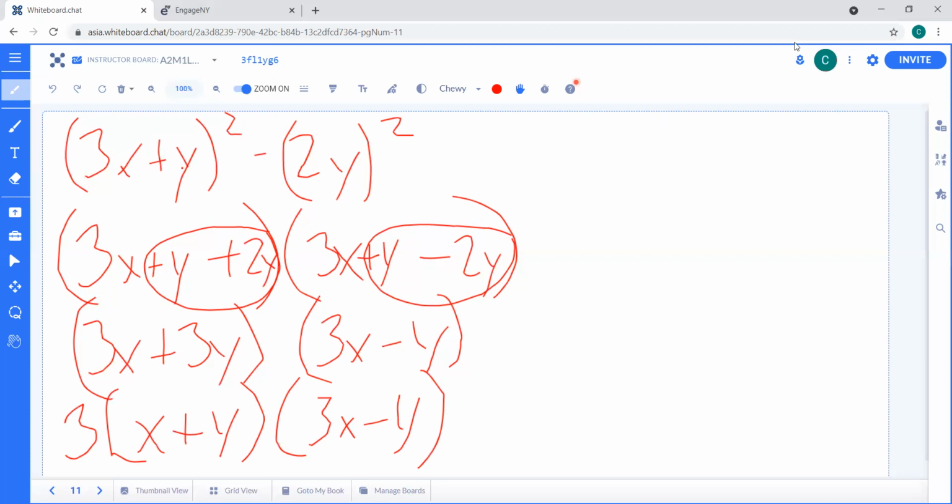So this is what you're left with, and it doesn't matter if you write these backwards or not, because of the commutative property of multiplication. So it doesn't matter if we write the 3x minus y first or 3x plus y. So don't get hung up on if you've done it backwards. That's all fine. All right.